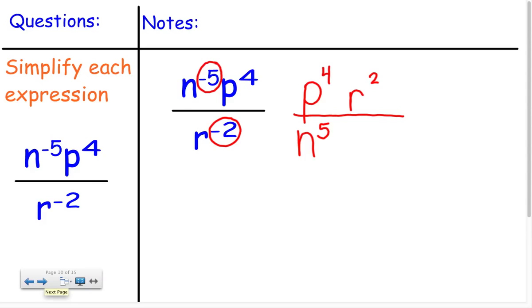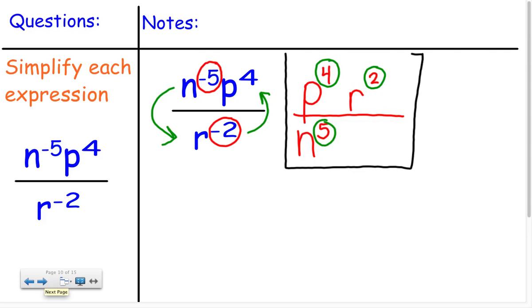So I did the same two steps on this one as I did on the last one. I moved the n to the negative 5th to the bottom, the r to the negative 2nd to the top, and I made everything positive. Positive 4, positive 2, positive 5. I have p's and r's on the top, n's on the bottom, so that means no variables will cancel, because a variable has to be on the top and the bottom to cancel, so I'm all done.